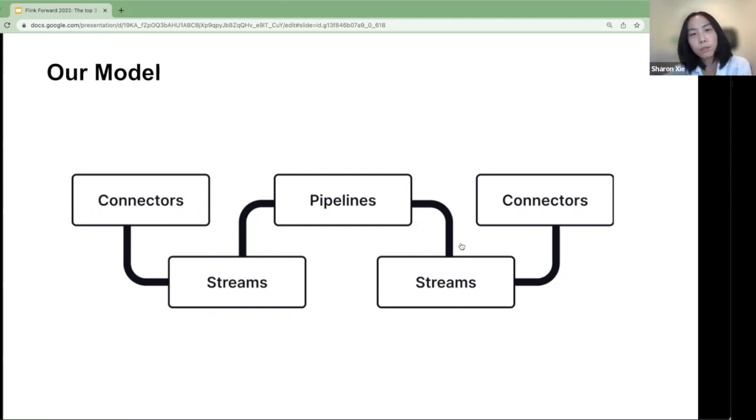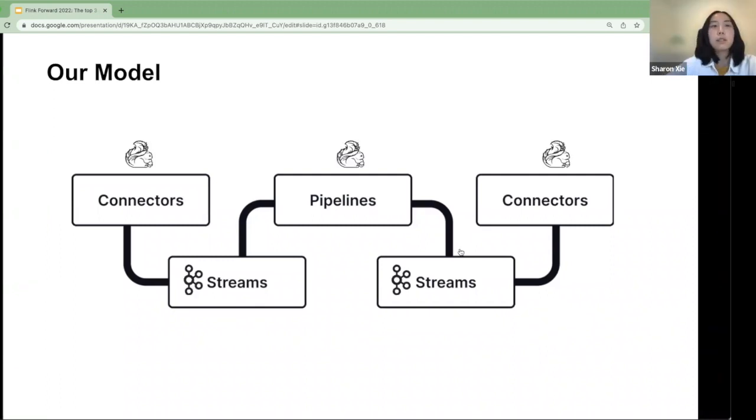But today I don't want to focus a lot on our user experience design. I want to show you what's happening behind the scenes. So this one shows we use Flink to run connections and pipelines. For streams, we use Kafka as the storage. So an end-to-end workflow has 3 Flink jobs.